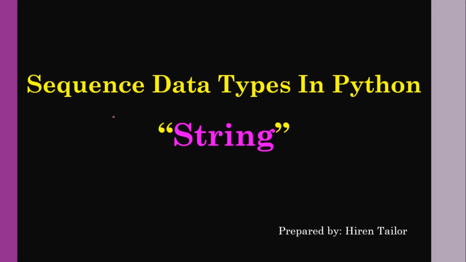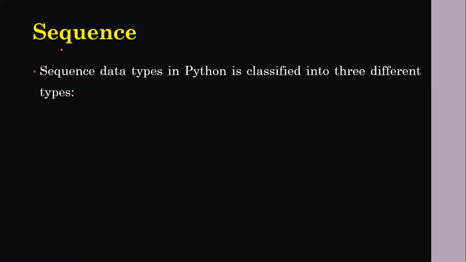My name is Hiren Taylor, and in this video I am going to tell you about sequence data types in Python, and we will discuss string. So first, let us discuss what a sequence is and what the different types of sequence are. There are three types of sequence in Python: string, list and tuples. Now in this video I will tell you about string.